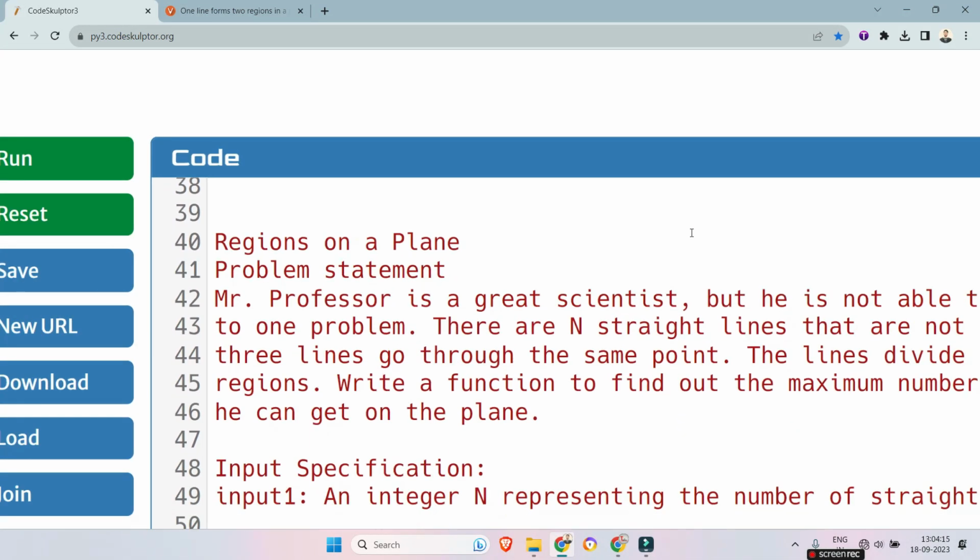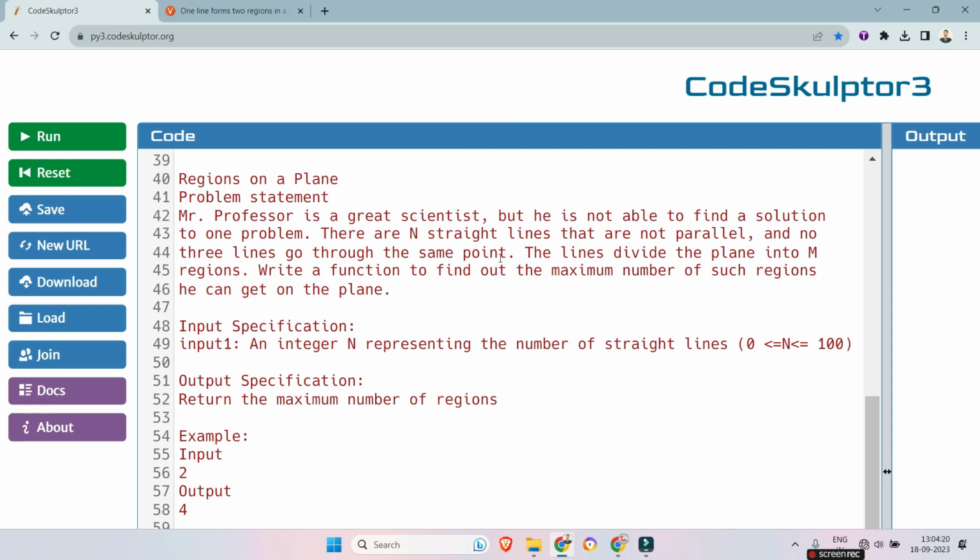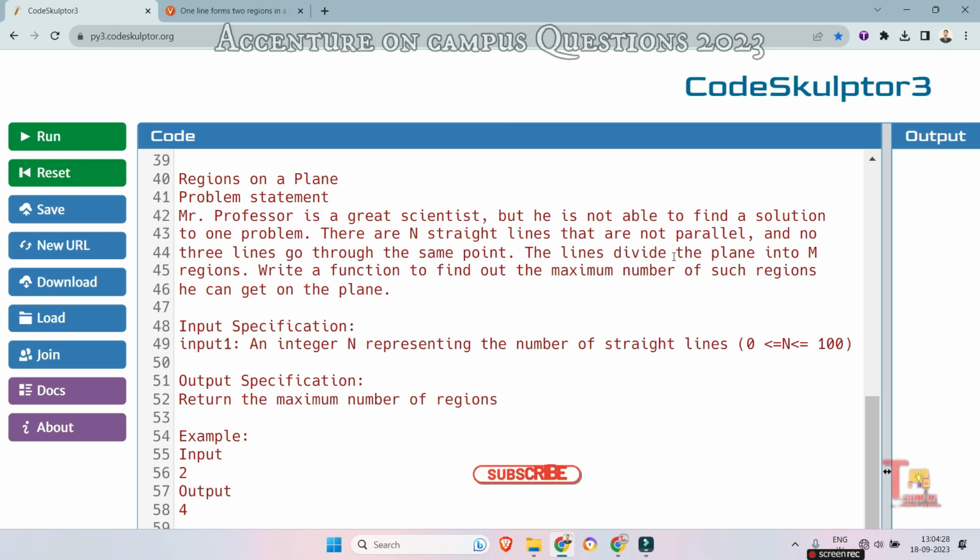So the question is regarding regions on a plane. Mr. Professor is a great scientist, but he is not able to find a solution to one problem. There are n straight lines that are not parallel and no three lines go through the same point. The lines divide the plane into m regions. Write a function to find out the maximum number of such regions he can get on the plane.